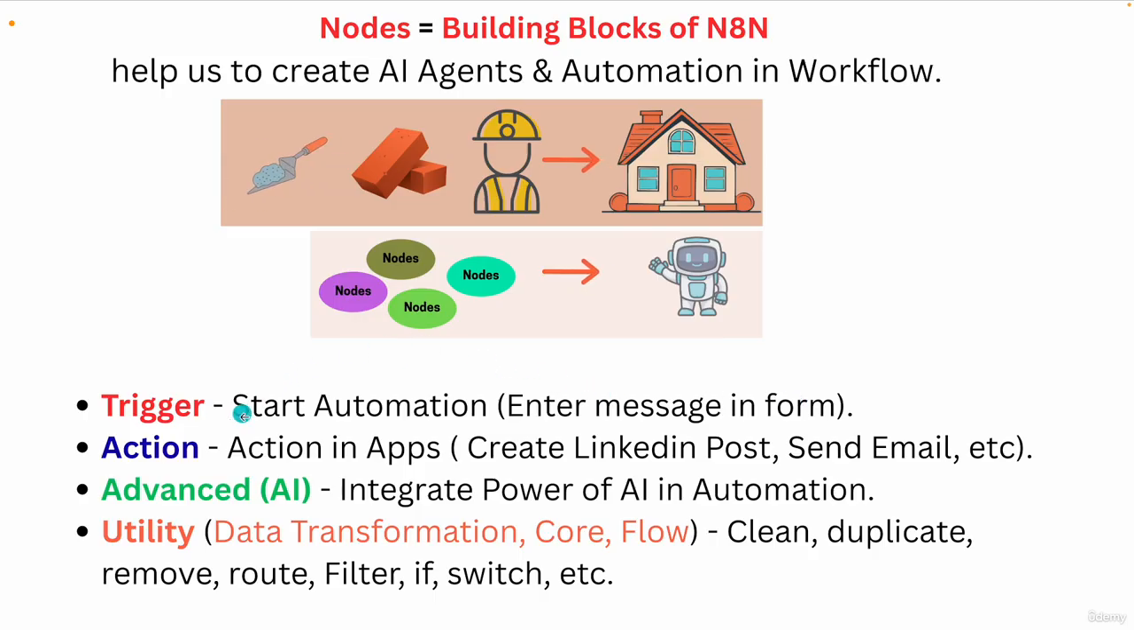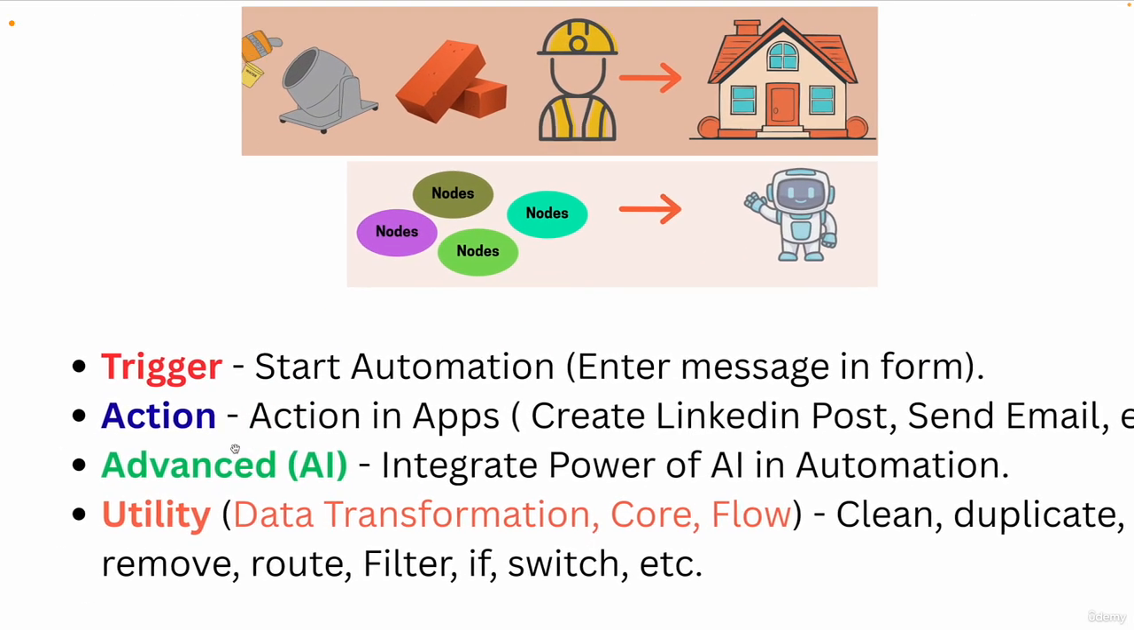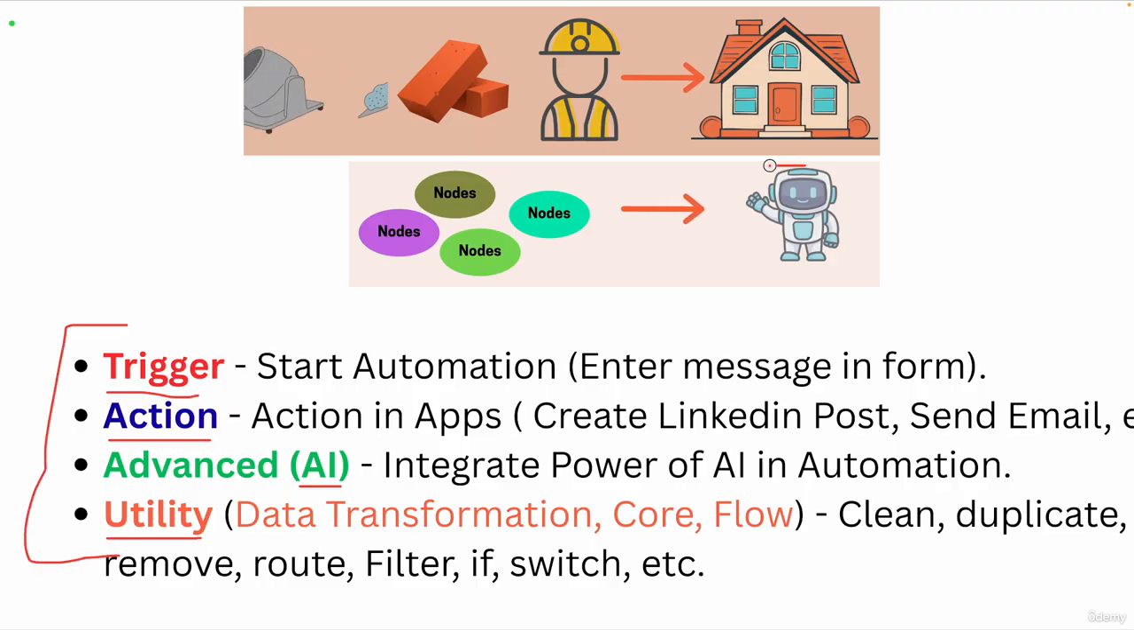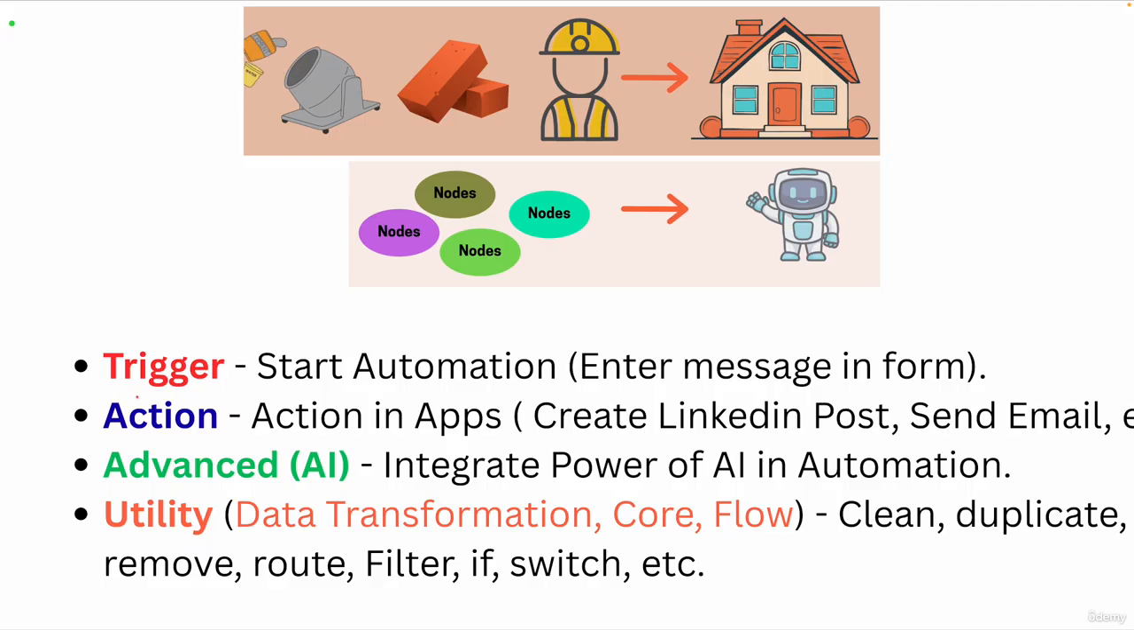automation. So when we talk about different types of nodes, the most common are trigger node, action node, AI node, and utility node. These four nodes combine together to build your AI agent and automation. And by the way, there's one more, which is known as the code node. We generally don't use it. But in a nutshell, just understand that there are four types of nodes.